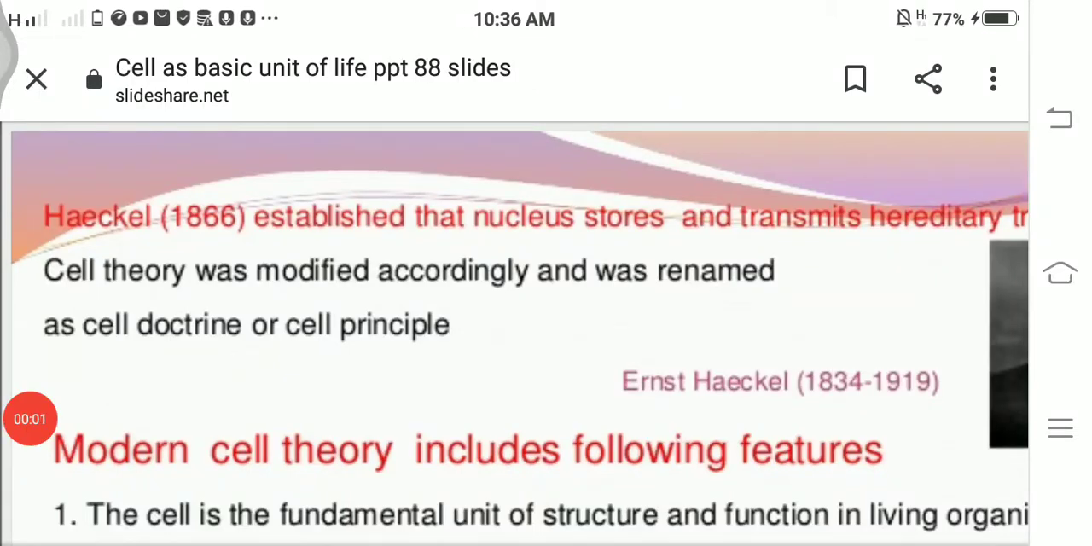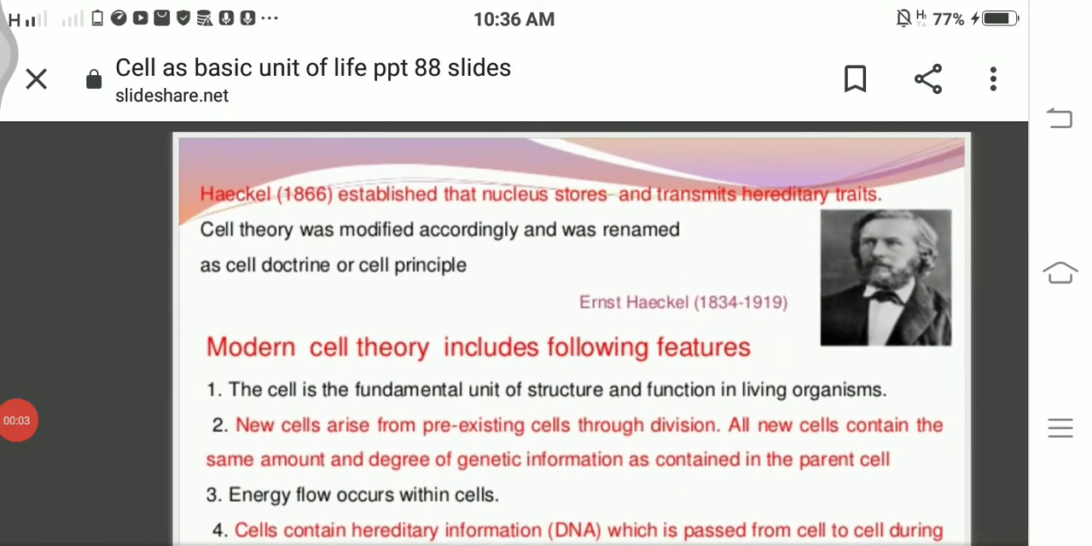Good morning, students. So, we are continuing with the next slide of the lesson, the fundamental unit of life.